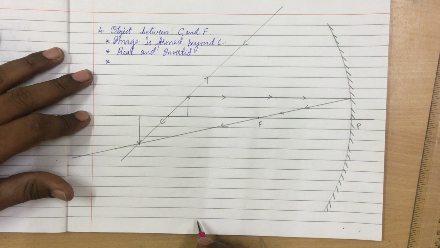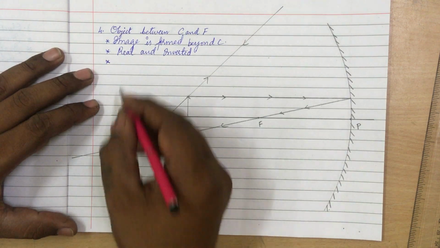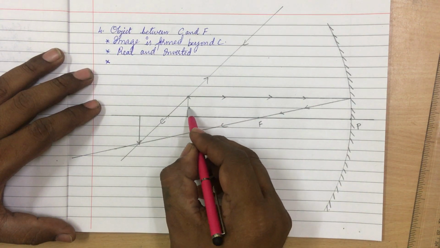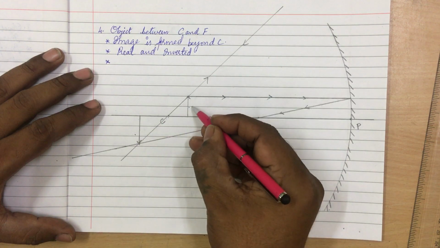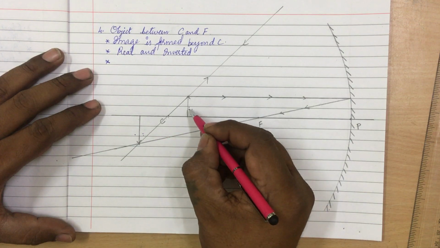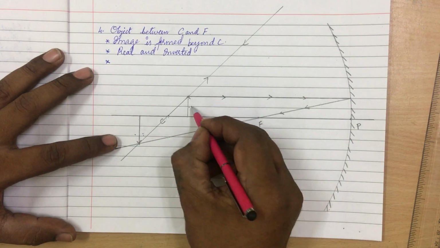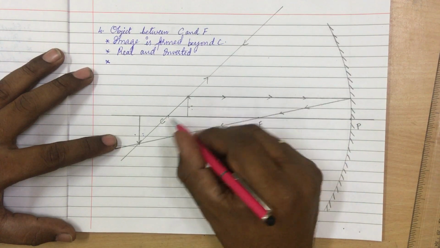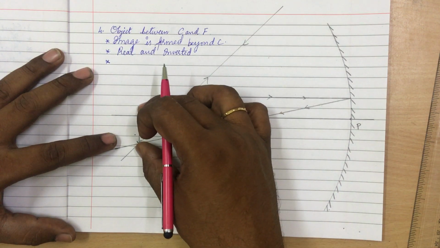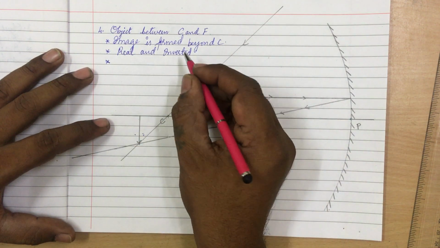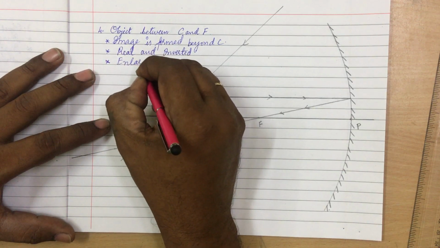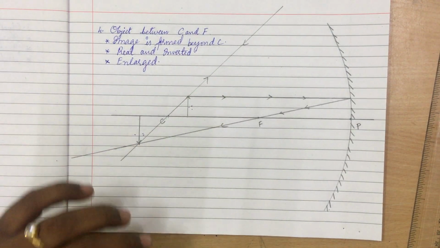The third point we have to consider is the size. When you compare the size of the image to the object, this is the object and this is the image. The size of the image is a little bit longer than the size of the object. That is, the height of the image is a little bit longer than the height of the object. So we say that the image formed is enlarged. An enlarged image is formed here in this case.